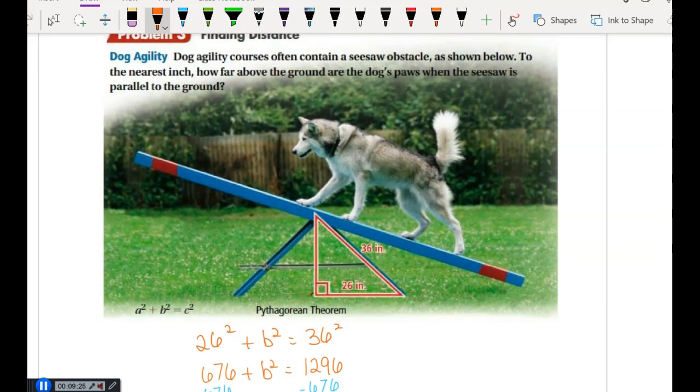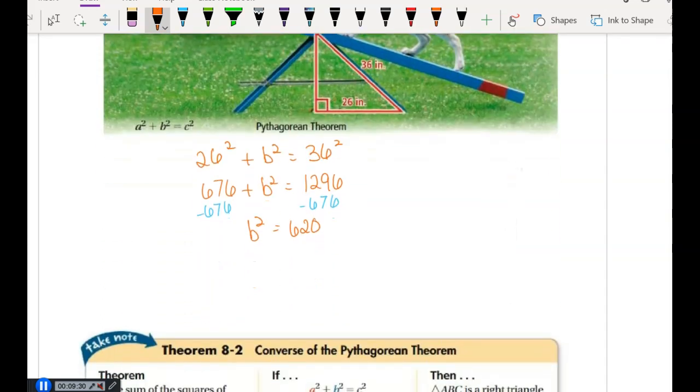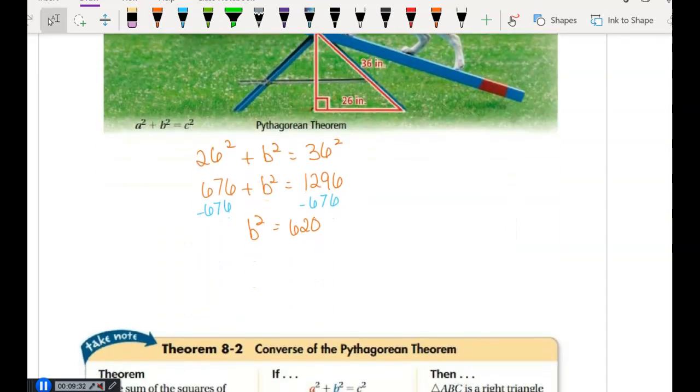Now it wanted me to do this to the nearest inch, so that means I don't need an exact answer. When I take the square root, b is approximately 24.89, and there's a lot of numbers after that. So when I round this to the nearest inch, it is 25 inches above the ground.